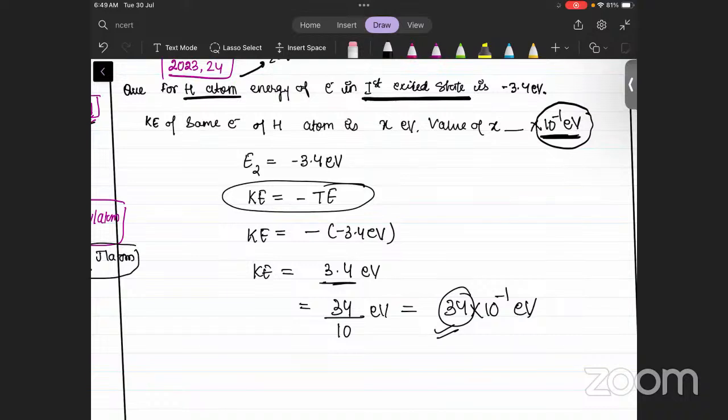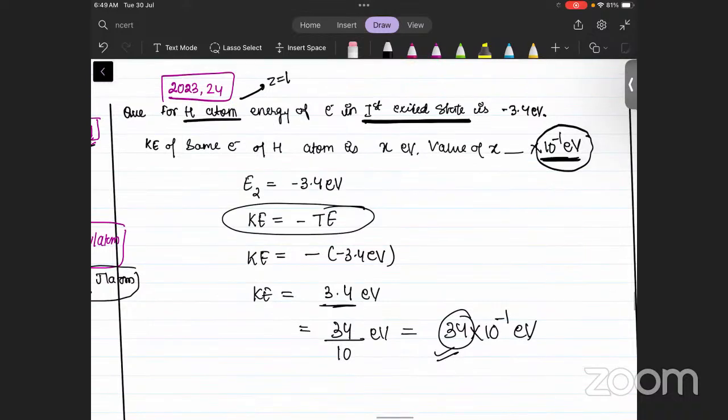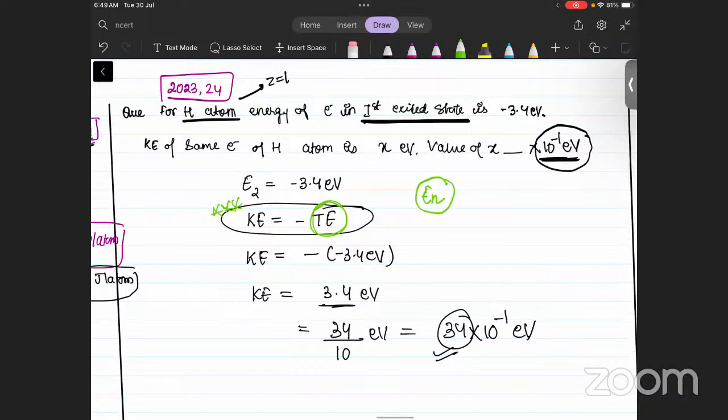Was this easy? Yes, ma'am. So these kinds of questions you'll get. But yes, this will be easy only once you remember this, that the energy whatever you calculate by using the formula for En, that is the total energy, right? Which is the negative of the kinetic energy, right?